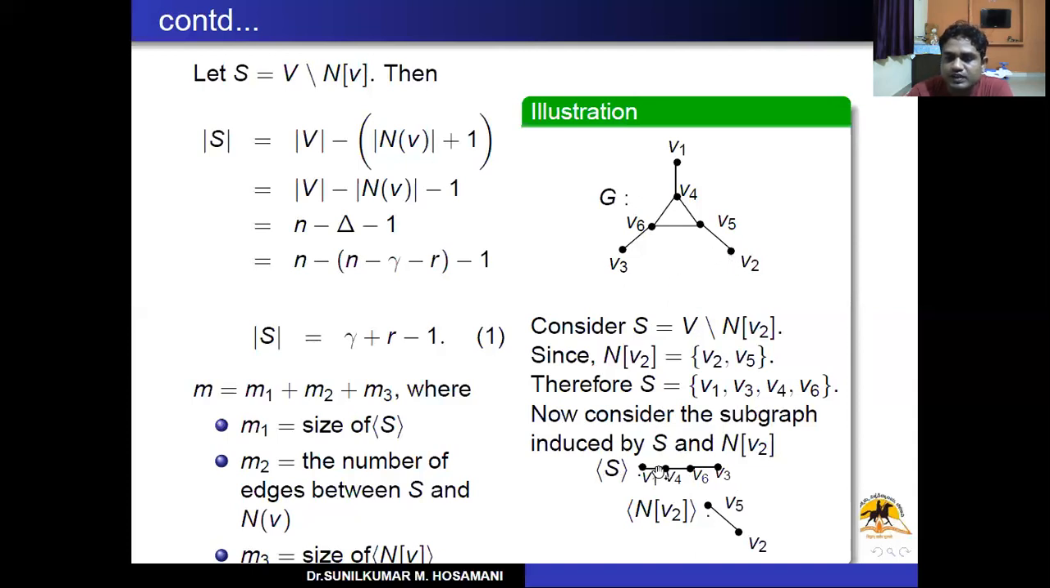Here there exist 4 edges in S and the closed neighborhood of V2, and the remaining 2 edges are present between S and the open neighborhood of V2, that is V5. So V4, V5 and V6, V5, which is M2 here. So by using this, we can easily partition any graph into 3 sets. Next, to obtain the bound, we have to solve for M1, M2, and M3.